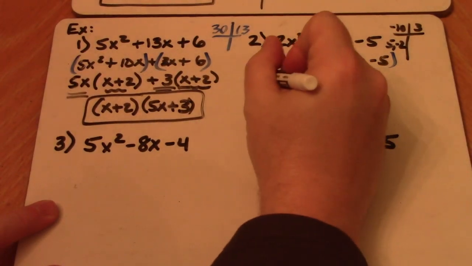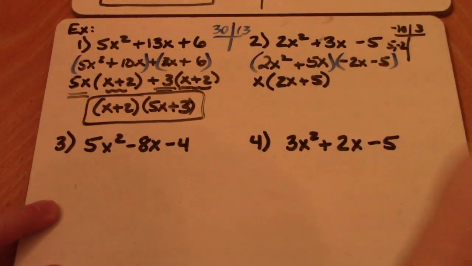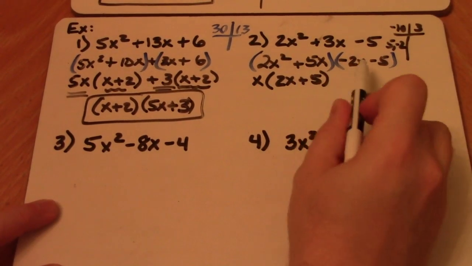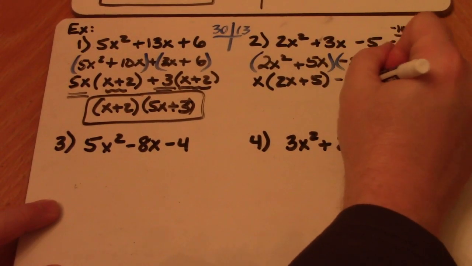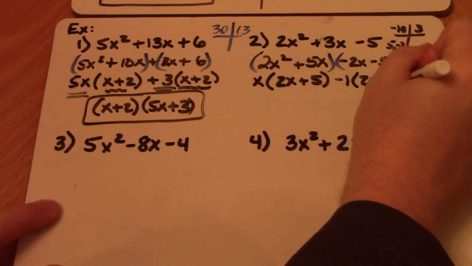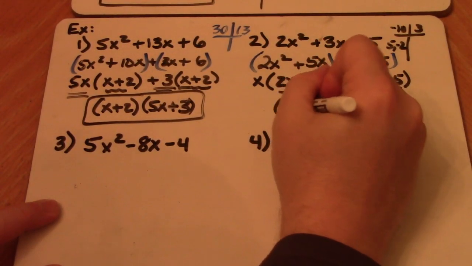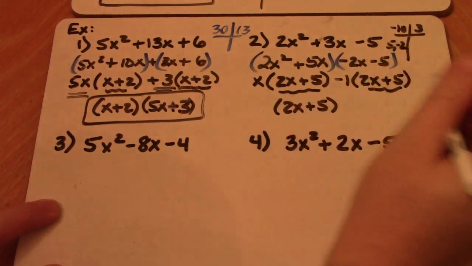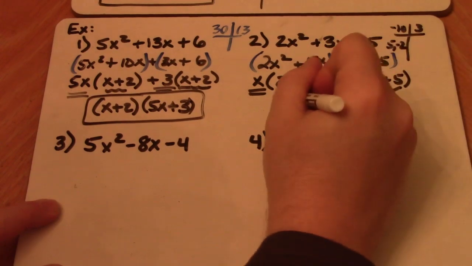The first set of parentheses, all I can do is take out an x, which leaves 2x plus 5. And the second set, I need it to match, so I need both signs to change, which means I need to factor out a negative 1, leaving 2x plus 5. So again, 2x plus 5 is one of my two factors. What's in front is the other, x minus 1.